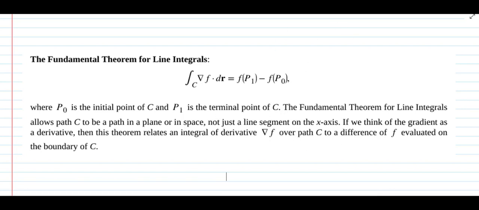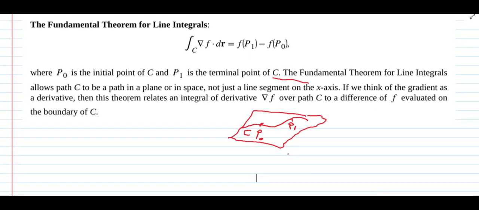For example, if I have a space here, and a curve C in it going from P0 to P1, then consider the integral of the gradient of f. The gradient of f is actually a vector field, sitting in place of the derivative of f. The gradient of f has a value at every point, but this integral just depends on the scalar function f at the two points P0 and P1.